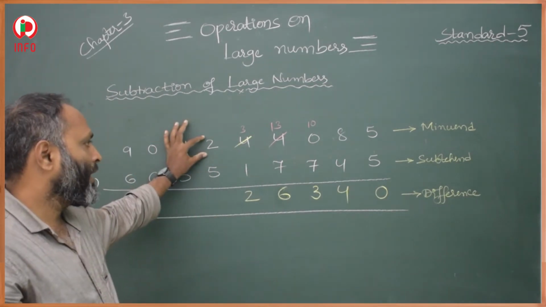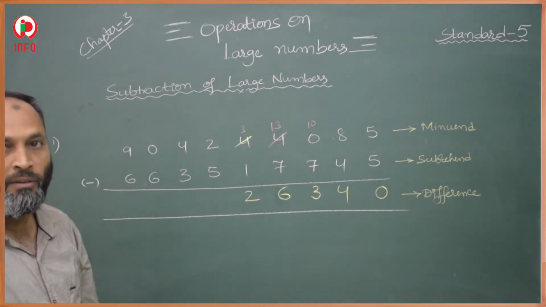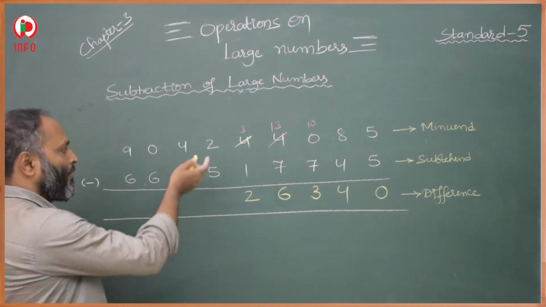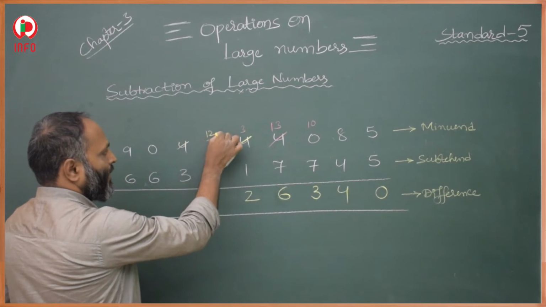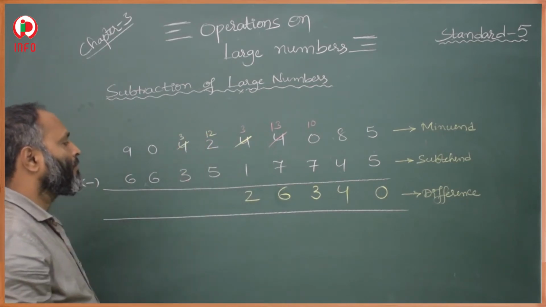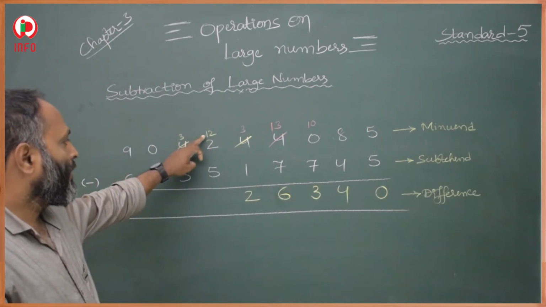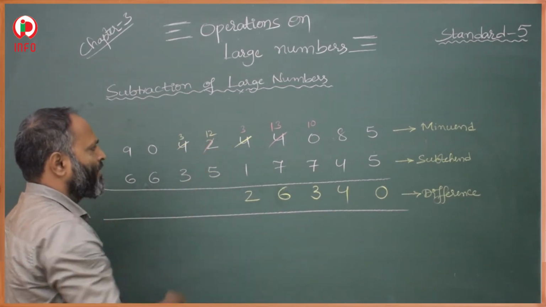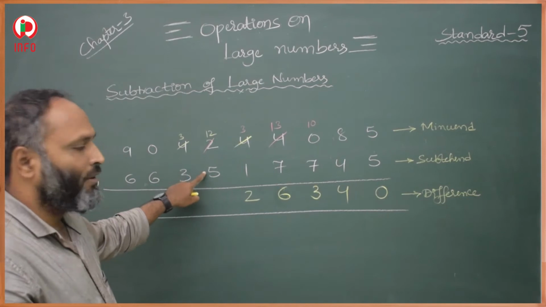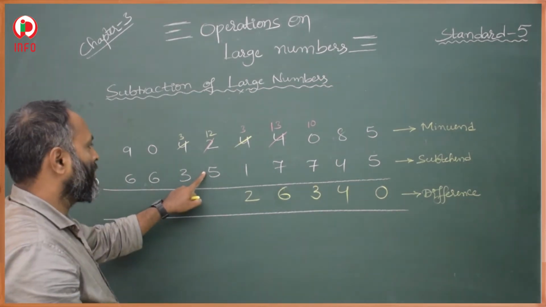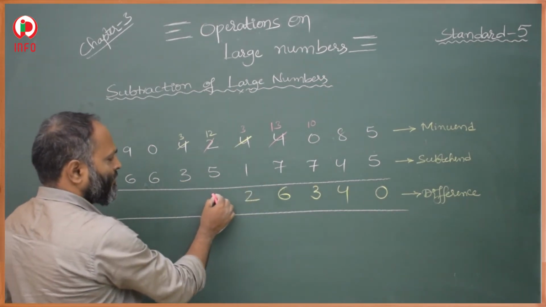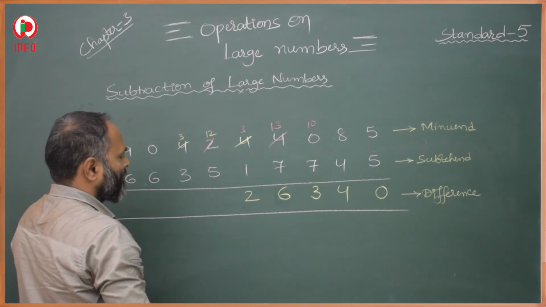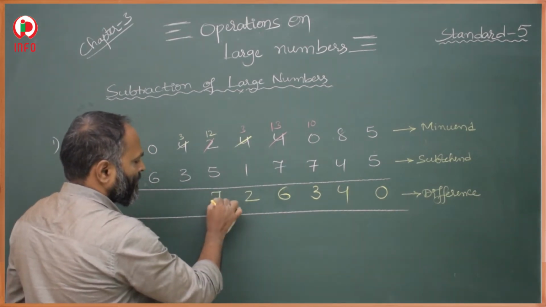Then the minuend is smaller, so again we have to take a borrow. So it will become 12, and this becomes 3. Then 12 minus 5, how much is 12 minus 5? 12 minus 5 is 7.